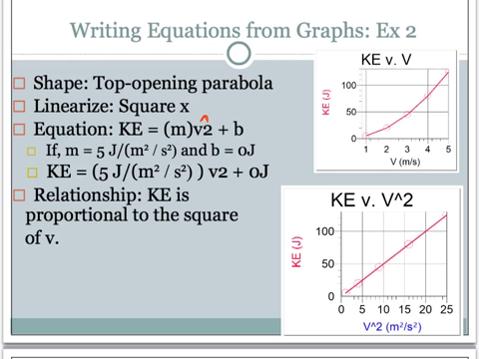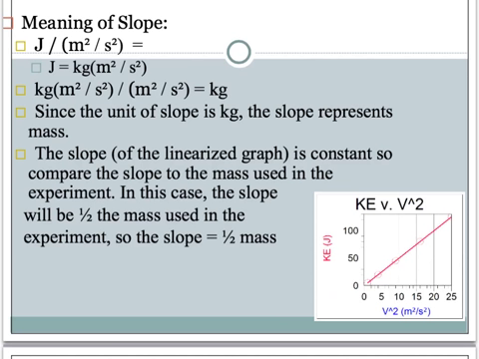So here I can answer the question as far as what's the relationship. Because it actually is a top opening parabola, I can say the kinetic energy is proportional to the square of velocity. Now this part's a little bit tricky, and I chose intentionally one here that, like I said, was a little more complicated. But take a look at this.